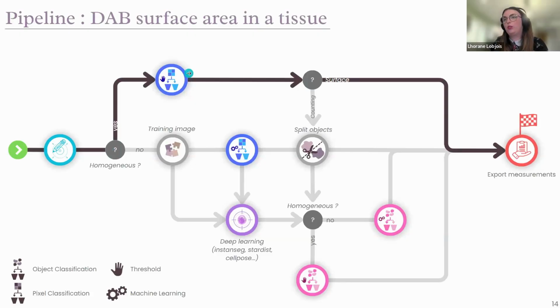This icon represents the pixel classification, so we will work only on pixels, not on the objects directly, and we will do a threshold. The goal will be to measure the surface of a DAB area inside a whole tissue, so I would like the surface and to export my measurements.